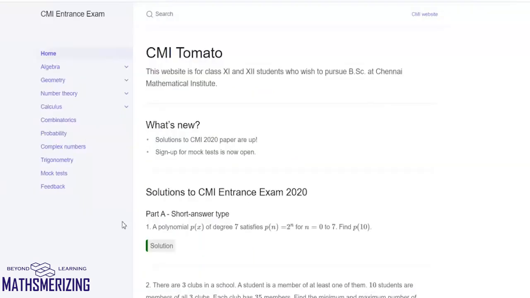Now we'll start with 2020 solutions, and the first question is: each student in a small school has to be a member of at least one of the three school clubs. It is known that each club has 35 members. It is not known how many students are members of two of the three clubs, but it is known that exactly 10 students are members of all three clubs. We need to find the largest possible total number of students and also the smallest possible total number of students.